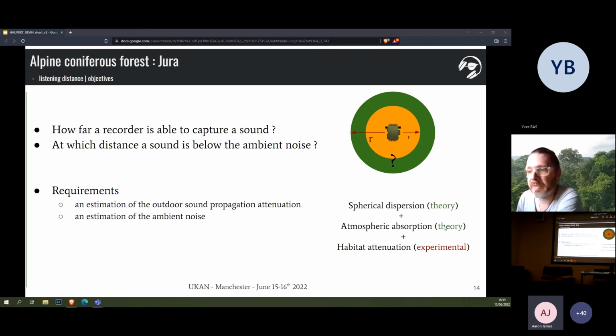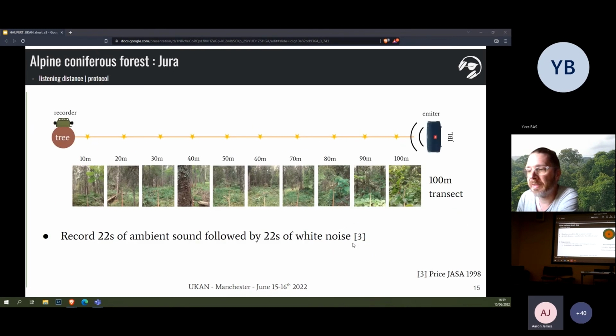Both can be estimated from the theory. We don't need to evaluate them. And the third attenuation is the attenuation due to habitat, and this has to be estimated experimentally. It also requires the estimation of the ambient noise, and this will also be estimated experimentally.